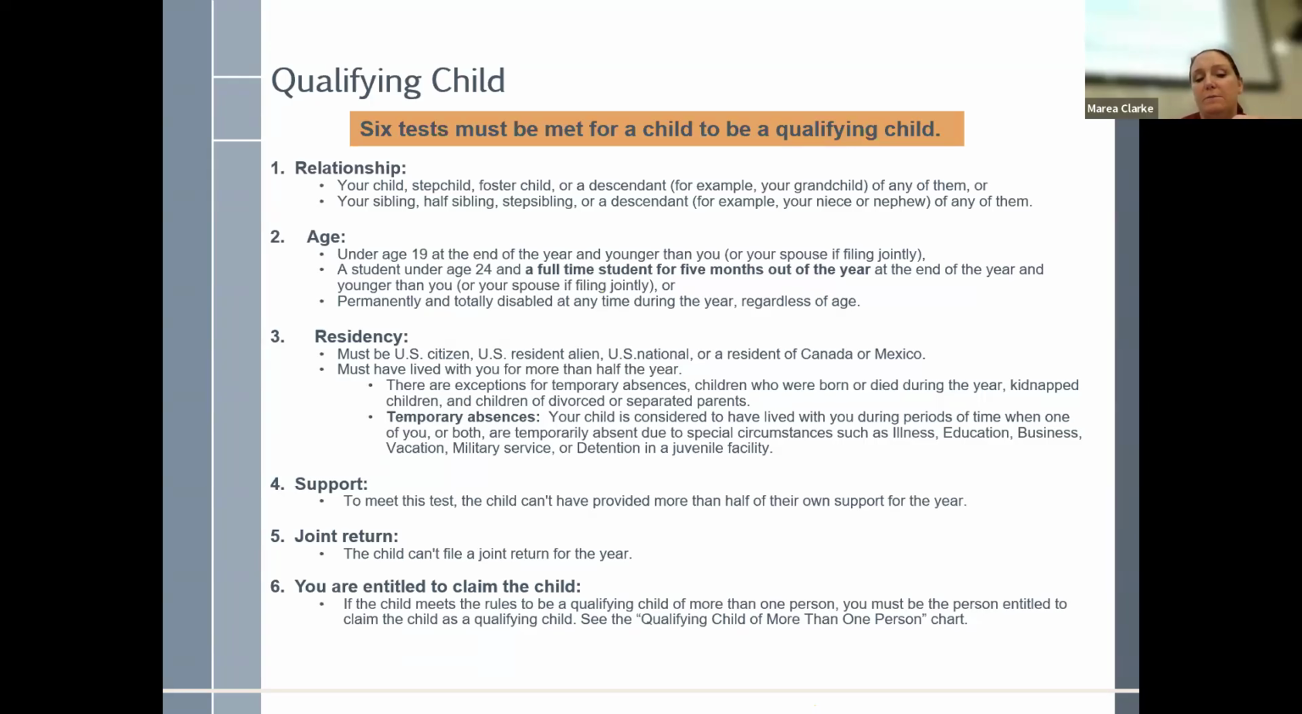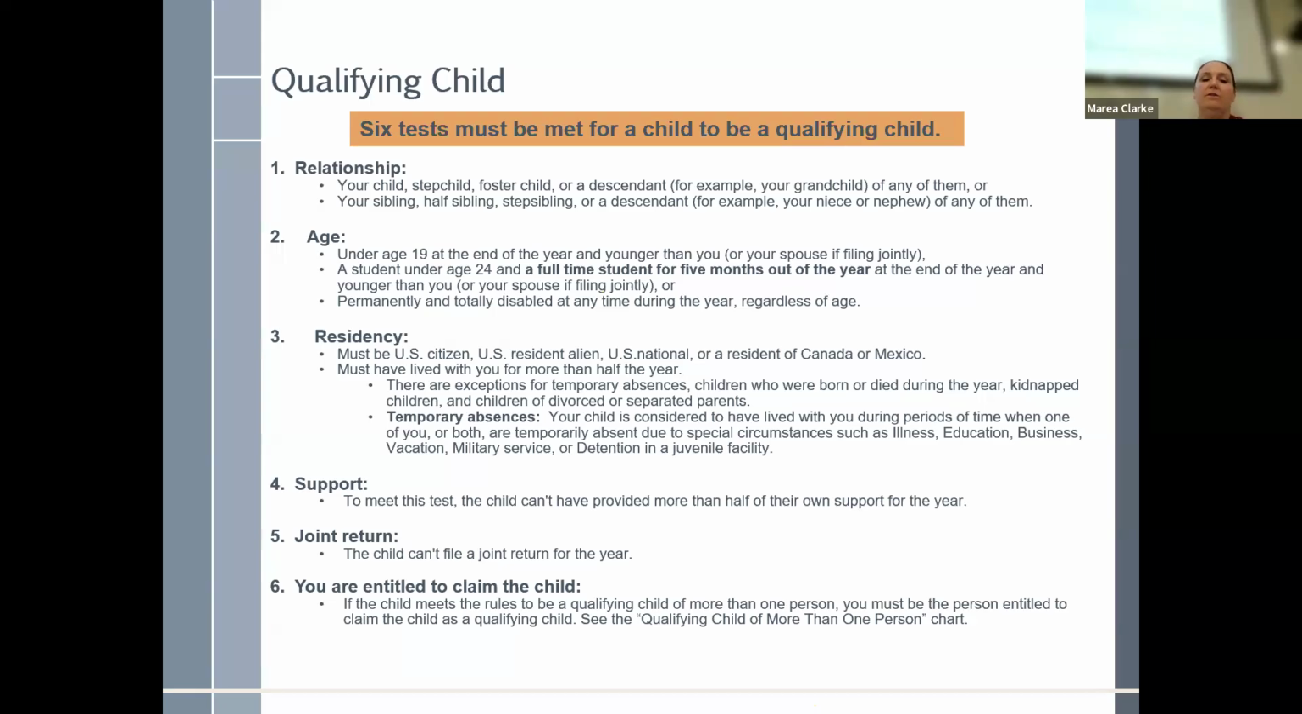There are 2 residency pieces. Number 1, you have to be either a US citizen, resident alien, national, or a resident of Canada or Mexico. Then you also must have lived with the person that's claiming you as a dependent, for more than half of the year. There are some exceptions for temporary absences, such as if you were born during the middle of the year, you obviously can't have been there for more than half of the year. There are also absences for education, military duty, vacations, all that kind of stuff.